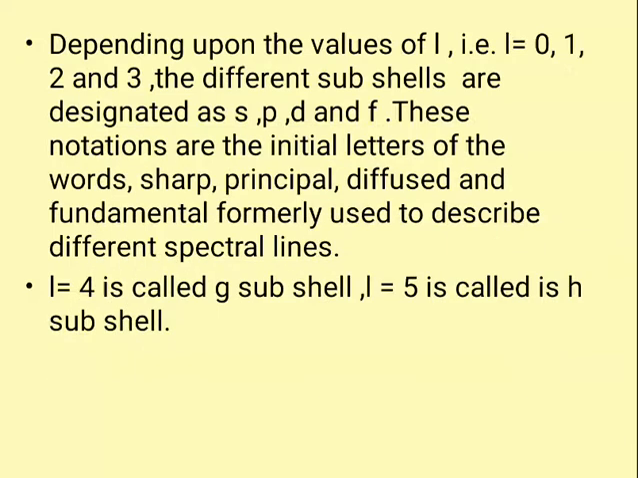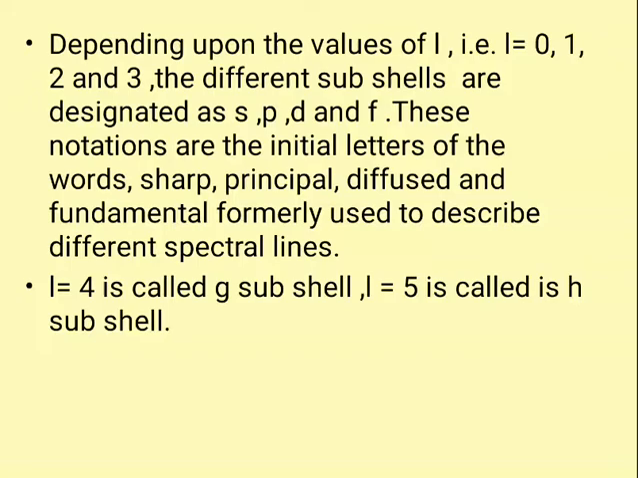So depending upon the values of L, that is L equals 0, 1, 2 or 3, different subshells are designated. When L equals 0, it refers to the s subshell. L equals 1, p subshell. 2, d subshell. 3, f subshell. These notations are actually the initial letters of the words sharp, principal, diffused, fundamental. These words were used to describe different spectral lines.